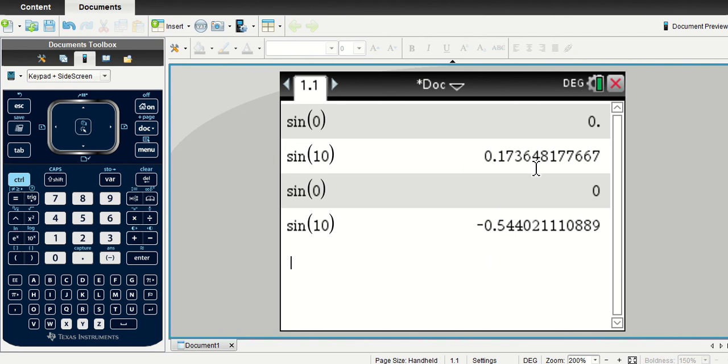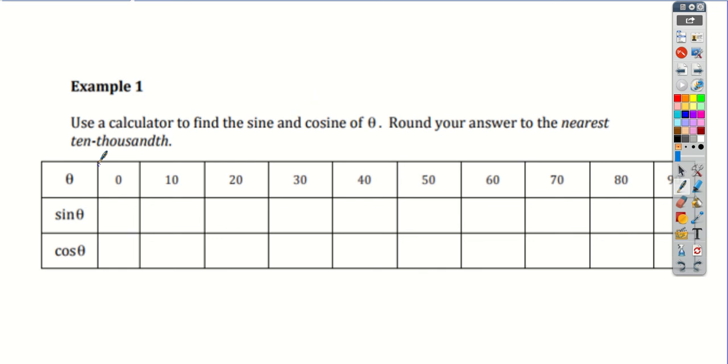All right, so just go ahead and write those down, and then you're going to round this to the nearest 10,000th. Remember how many zeros are in 10,000. That's how many spots we're going to round to.